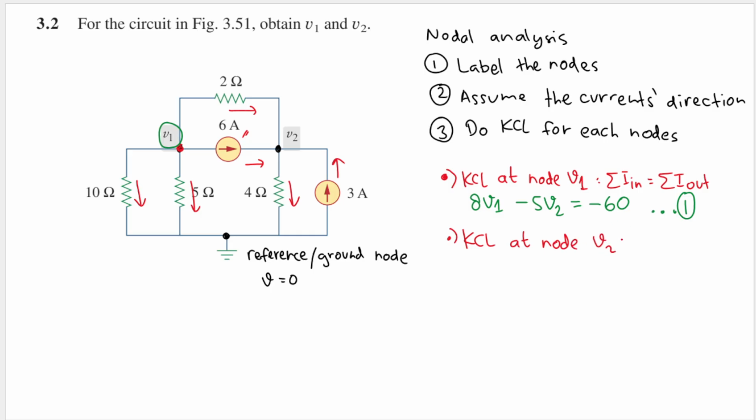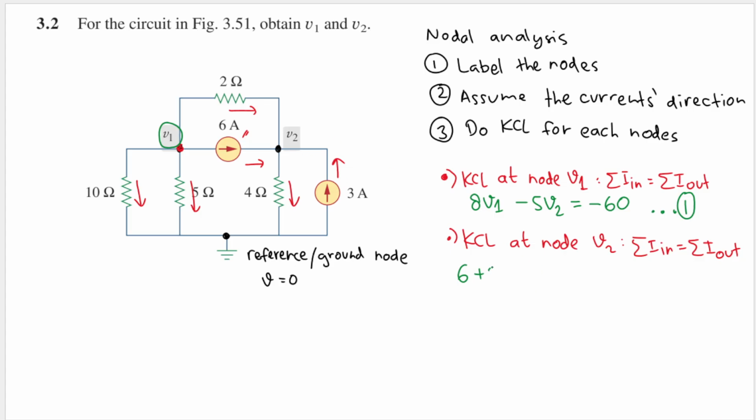Okay, again, KCL said that the sum of the current that goes in will equal to the sum of the current that goes out. Okay, let's see here. We have 3 currents that go in. This one, and this one here. Okay, let's start from the easy one. This branch here is 6 ampere. So we'll have 6.